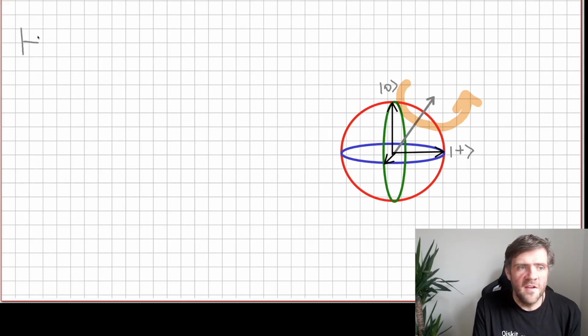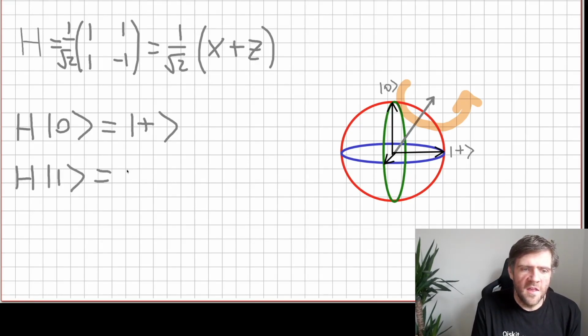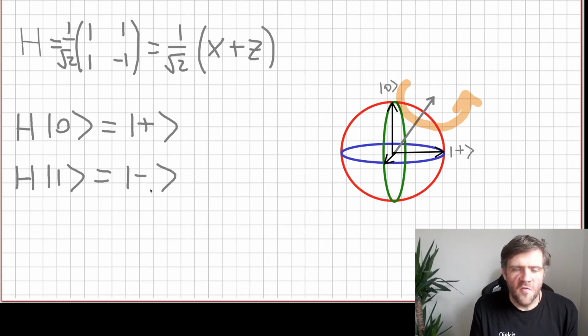The way we can write this down as a matrix is using an overall factor of 1 over root 2, which makes it easier, and then we put in 1, 1, 1, minus 1. It's also possible to write this down as 1 over root 2 times x plus z. So if you look at the effect of H on 0, you do the matrix multiplication. I'll leave this as an exercise to the viewer. You will get a plus, and if you do it to a 1, you'll get a minus, and so it's transforming the z basis states, as we can call them, the 0 and 1 states, to the x basis states, the plus and minus states.